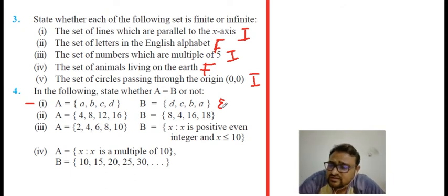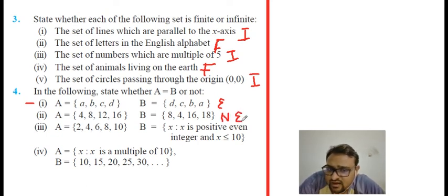Second, A equals {4, 8, 12, 16} and B equals {8, 4, 16, 18}. Now see, the number of elements in both is the same. But in set A there is 12, and in set B 12 is not there. So the corresponding elements are not the same, so they are not equal.